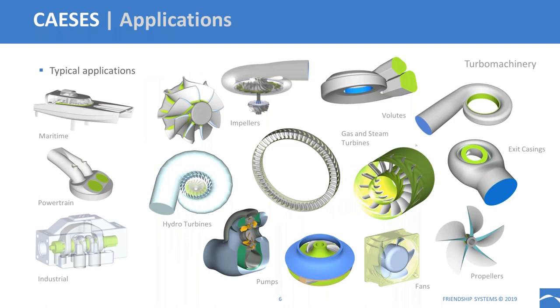Typical applications of CAESES are in the maritime field, as you can see on the left, maritime powertrain applications, industrial machinery. And since today we're talking about volutes in the field of turbomachinery, there are also a lot of different applications for CAESES that go from modeling and optimization of rotating bladed parts like impellers, turbines, rotors, stators, but also non-rotating parts like volutes, exit casings, and things like that. You can see some examples here in the picture.